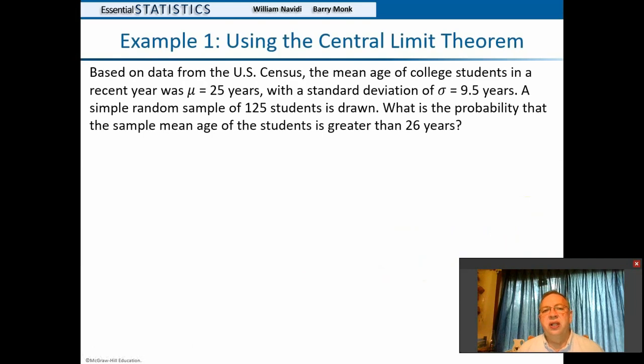So let's go through a couple of problems where we're going to do probabilities concerning sample means. Based on data from the U.S. Census, the mean age of college students in a recent year was mu equal to 25 years. The standard deviation is sigma equal to 9.5 years. A simple random sample of 125 students is drawn. What is the probability that the sample mean age of the students is greater than 26 years?